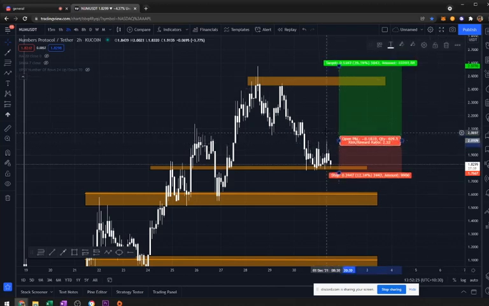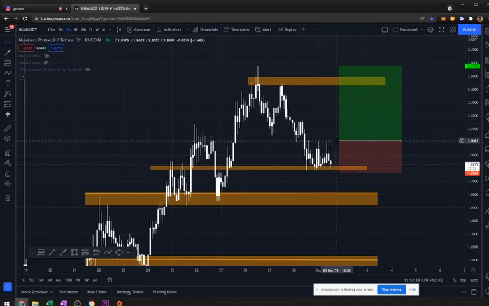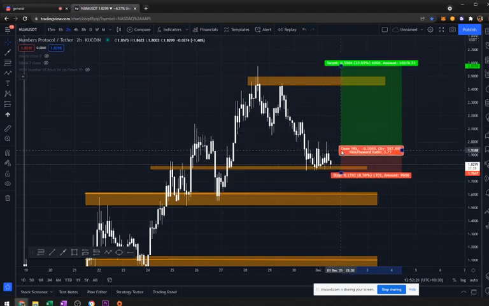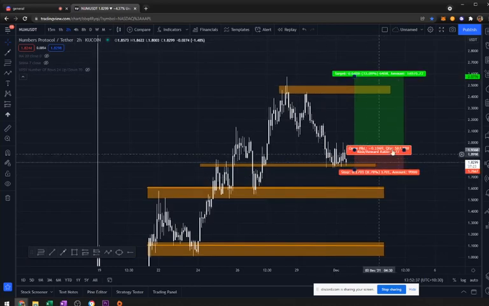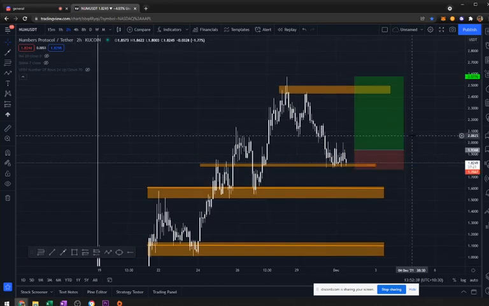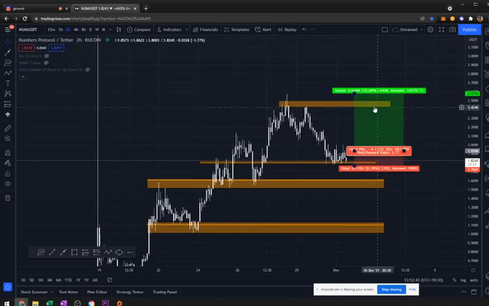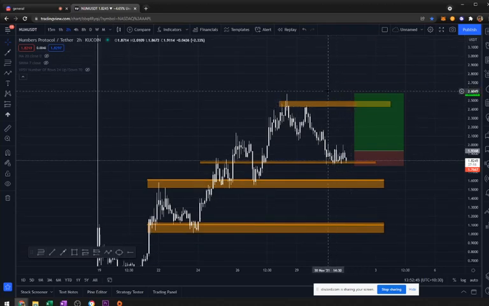So yeah, I'll look for, you want price to break and close above $2. Then you want price to come down and close to make a higher low. And then you enter from there once everything lines up.